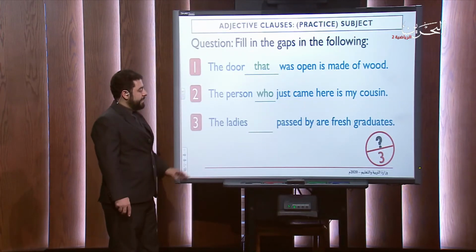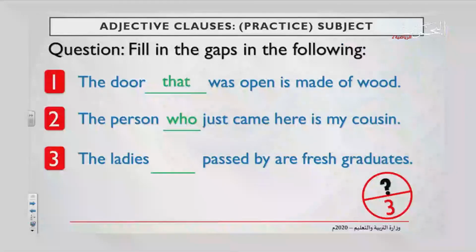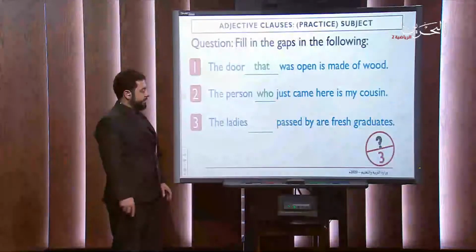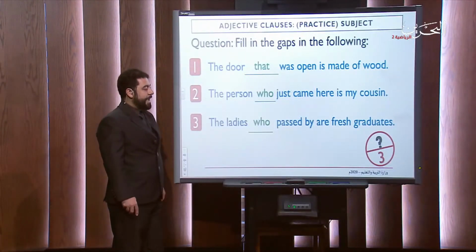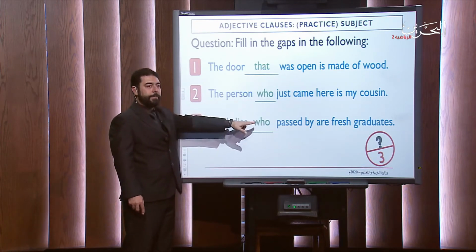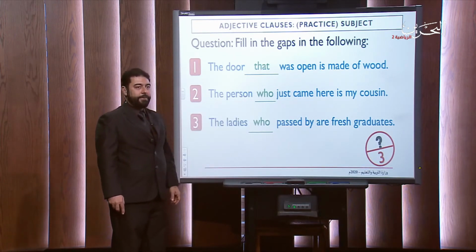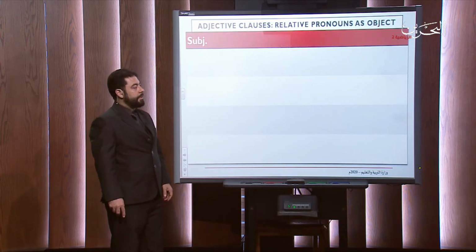Third, the ladies, gap, pass by are fresh graduates. That is 5 seconds. Let's check. Who? The ladies who pass by are fresh graduates. It's very important to know the appropriate relative pronoun. Okay, give yourself a mark of 3 and let's carry on.